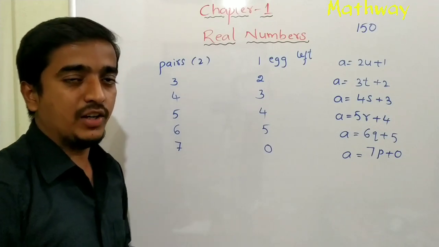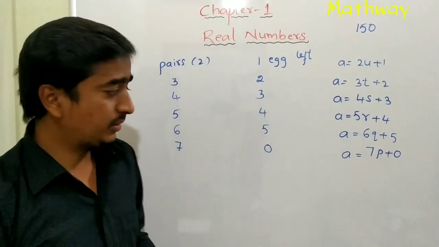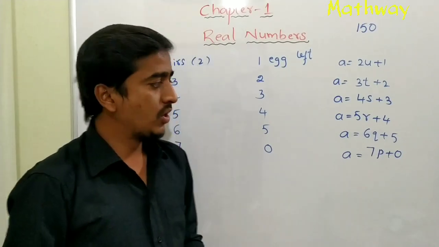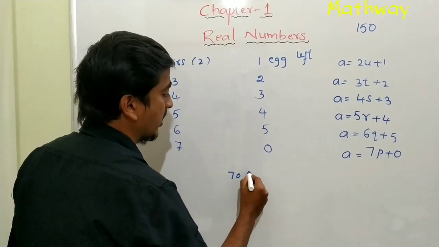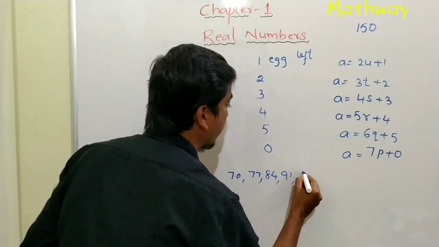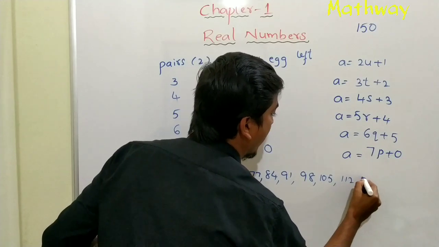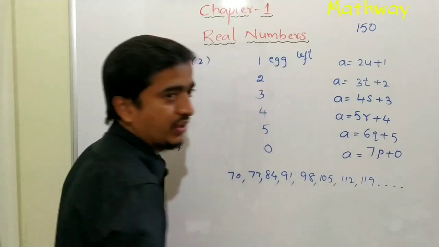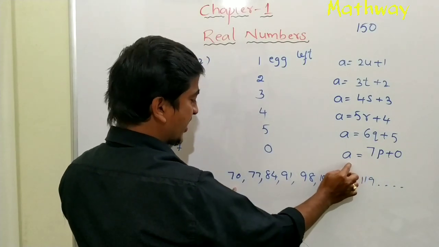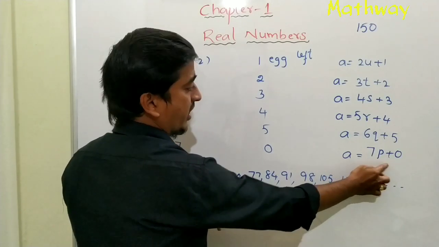Now we can use the trial and error method to satisfy these equations. He said that the number is a multiple of 7. So here we got multiples of 7. It may be 70, 77, 84, 91, 98, 105, 112, 119 and so on. Now let us substitute here. If A is 70, then it can be satisfied because 70 divided by 7 leaves no remainder.